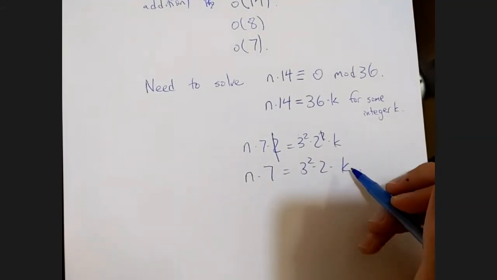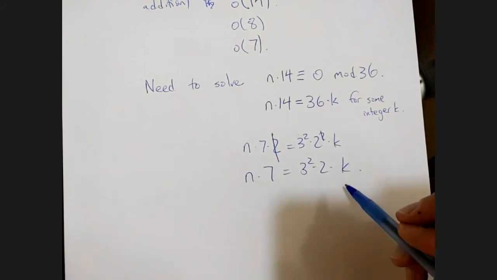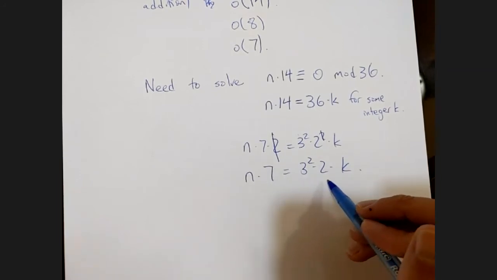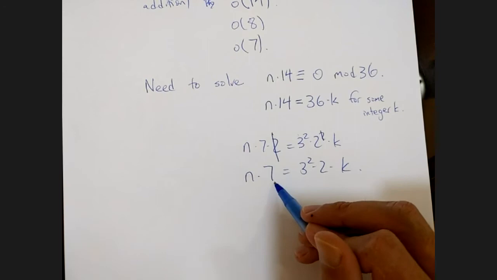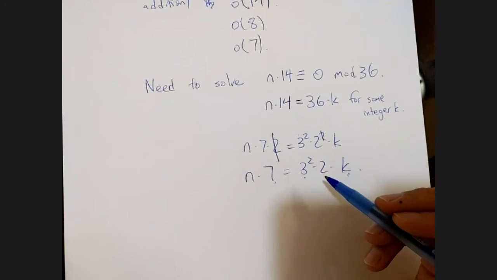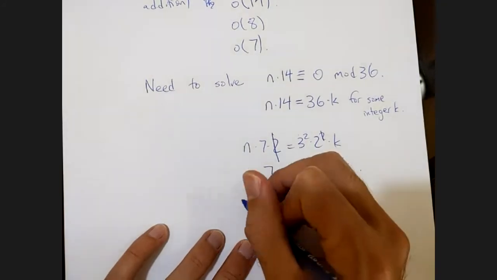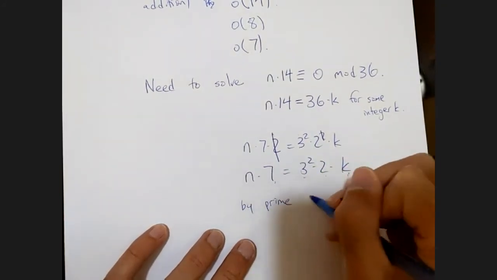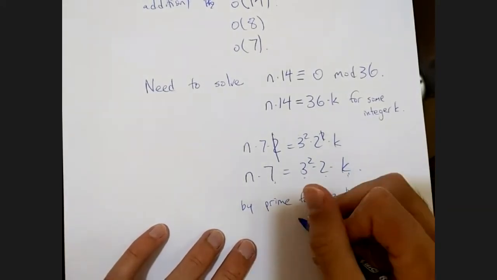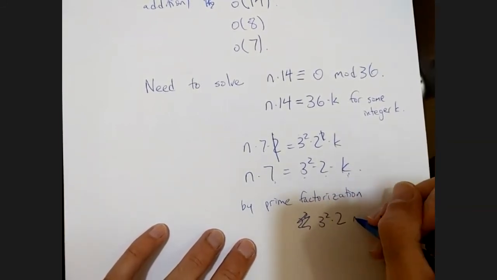Now, if we factor both sides into primes, we need to have a 7 on the right. We need to have 3 squared and a 2 on the left. Okay. By prime factorization, 3 squared times 2 must divide n.